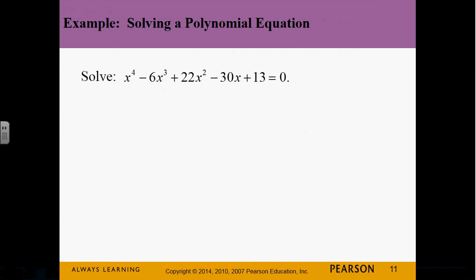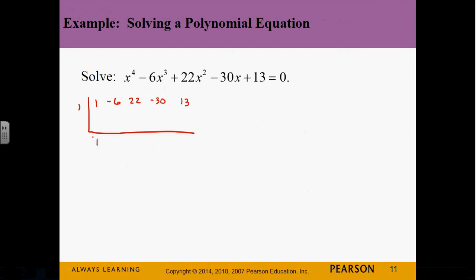Yes, plus or minus 1, plus or minus 13. Okay? Because those are the factors of that constant term over the factors of the leading coefficient 1. So we know we could try positive 1, negative 1, positive 13, and negative 13. Which one do we want to try first? Let's try 1. So x to the fourth, x cubed, x squared, x, and then constant.